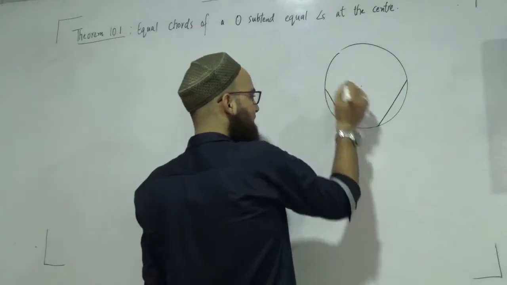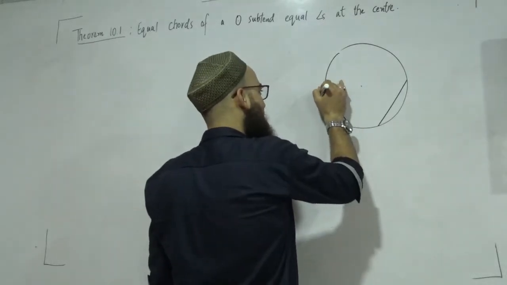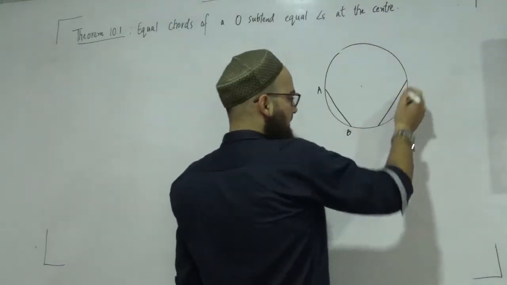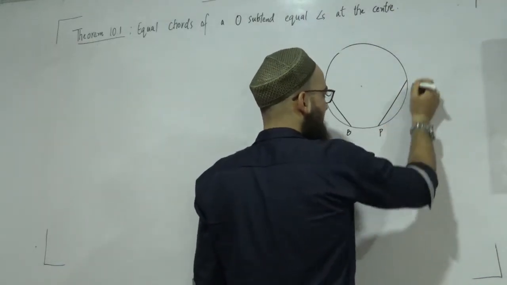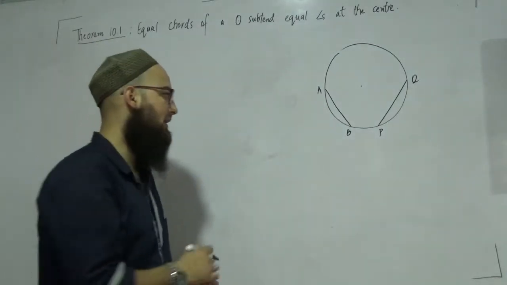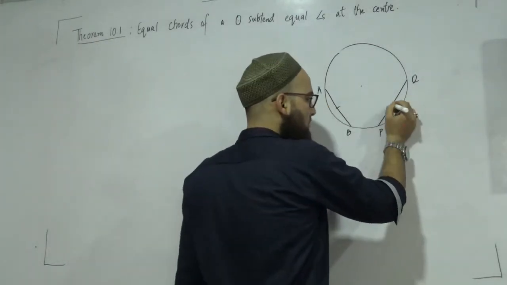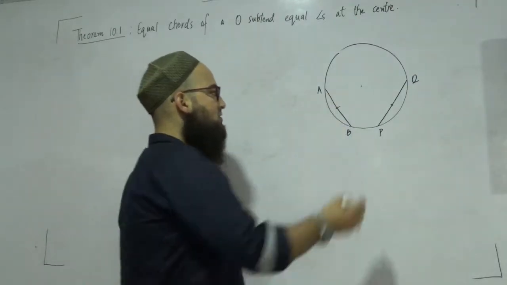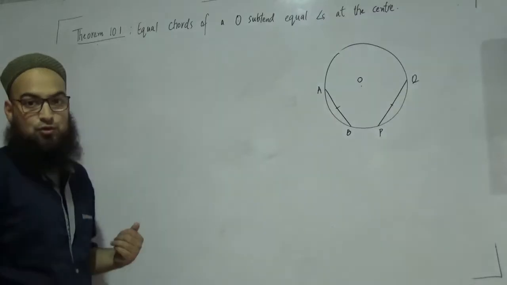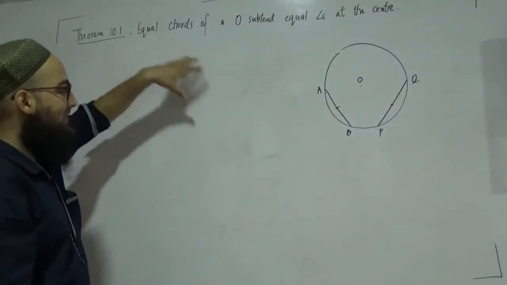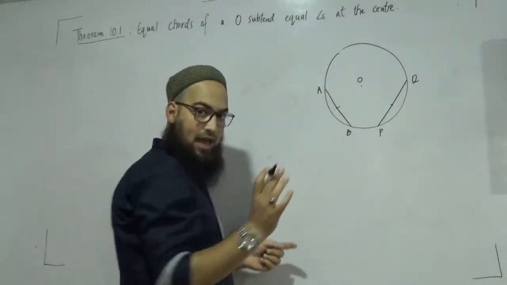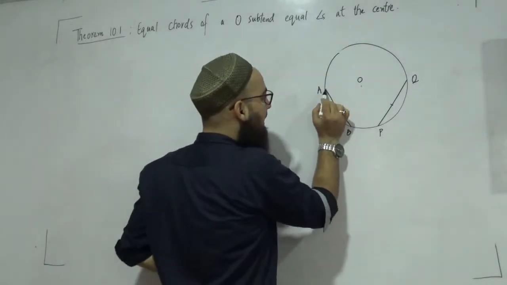Let me name them. For example, this chord is AB and this chord is PQ. These are two chords which are equal in length. AB is equal to PQ. This is the center of the circle, let us say O. Now what we are going to prove is that these equal chords subtend equal angles at the center.